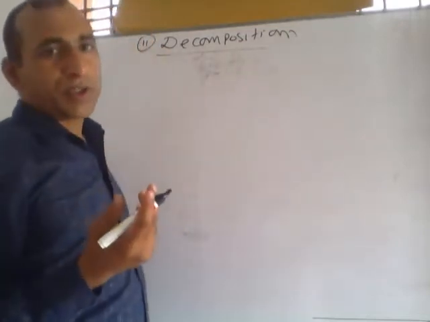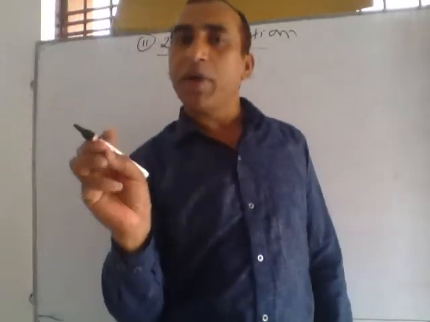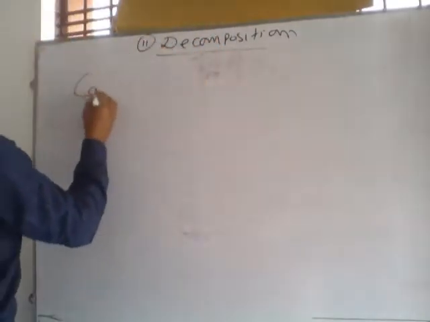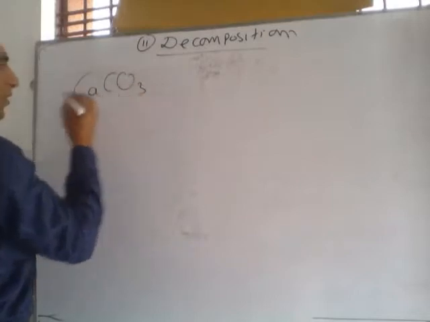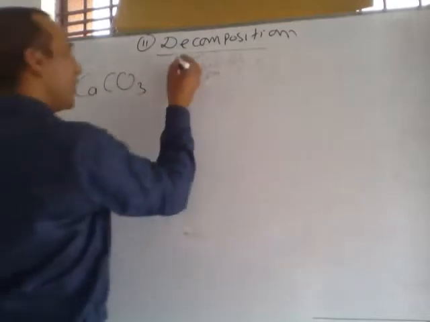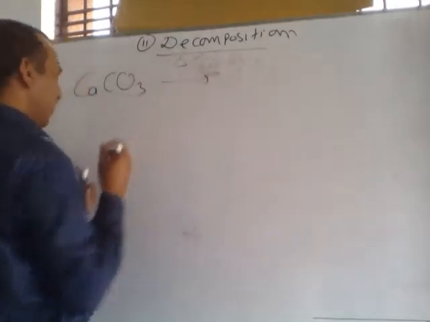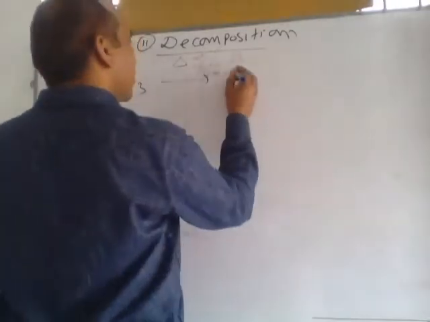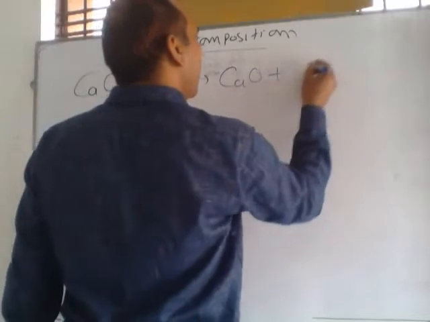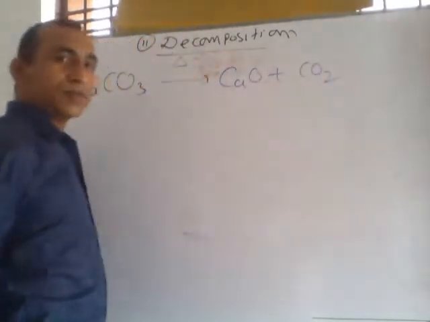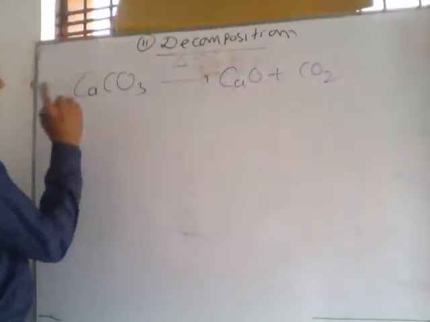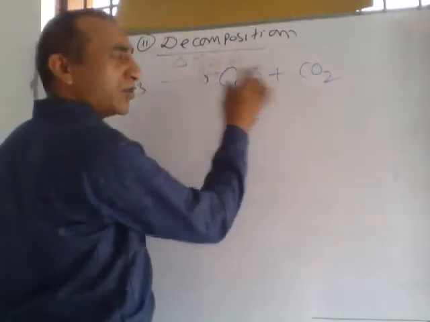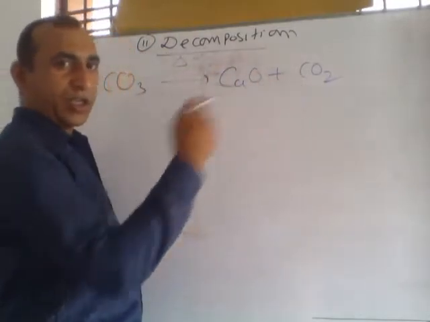What you observe in combination reaction? In combination reaction, reactants combine and give a single product. Here, single reactant, suppose this is calcium carbonate. If we provide heat, this calcium carbonate breaks down into calcium oxide and carbon dioxide. Here reactant is single, but after heating products are two. So this is called decomposition reaction.